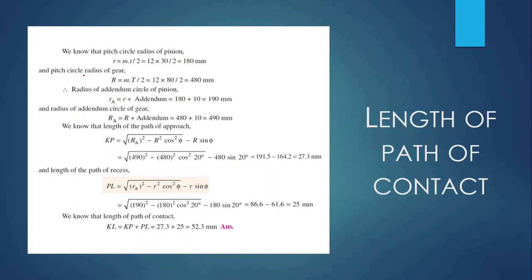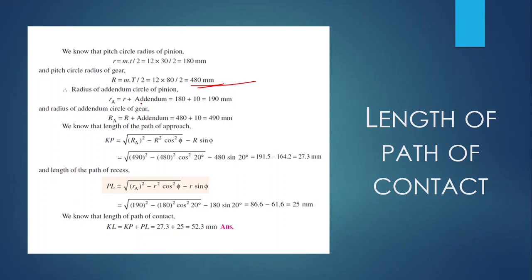And the pitch circle radius of the gear, larger wheel, is equal to m into capital T by 2. We can easily calculate that capital R as 480 mm. We can use the same equation: module into number of teeth divided by 2 is equal to pitch circle radius. Then the radius of the addendum circle.